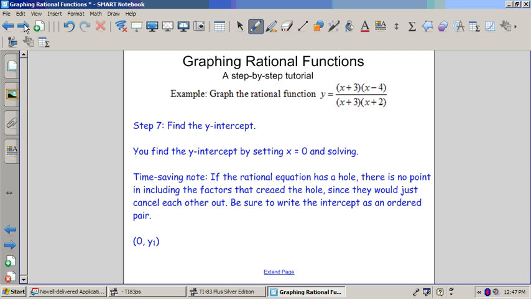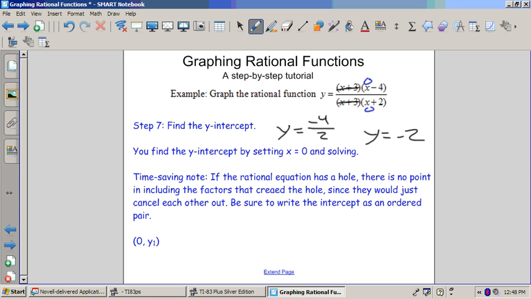How do I find the y-intercept? Well, I find the y-intercept by setting x equal to 0. Just like before, these two numbers I can cancel out, and there's a very easy to see reason for that. I cancel those out, and then I plug in 0 for x. So I've got a 0 here and a 0 here. It tells me that y is equal to negative 4 over positive 2.